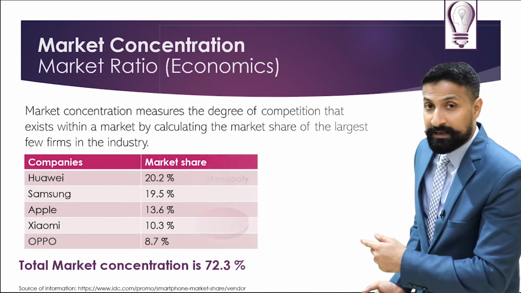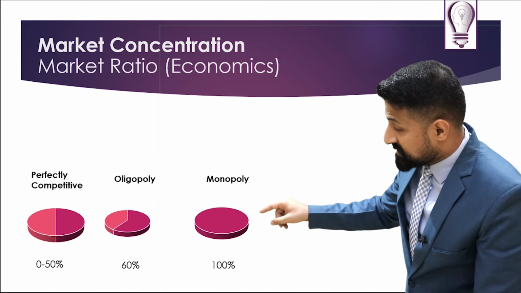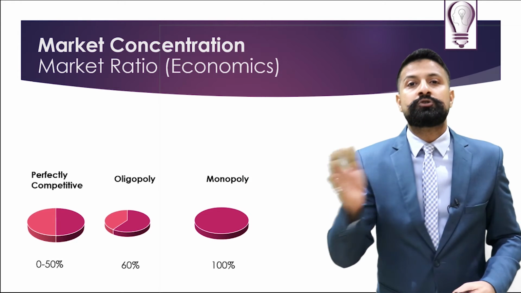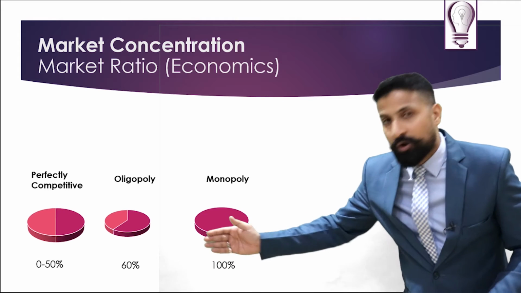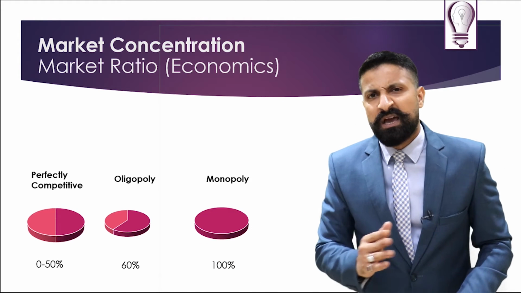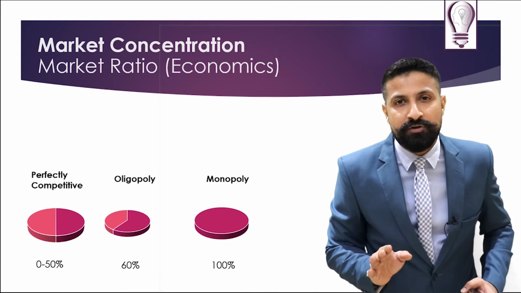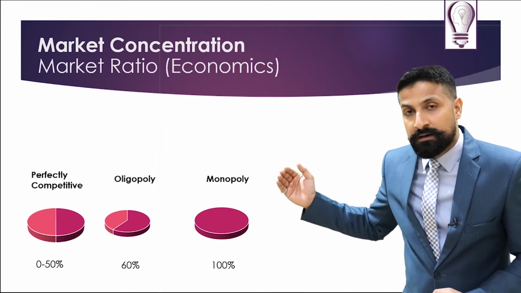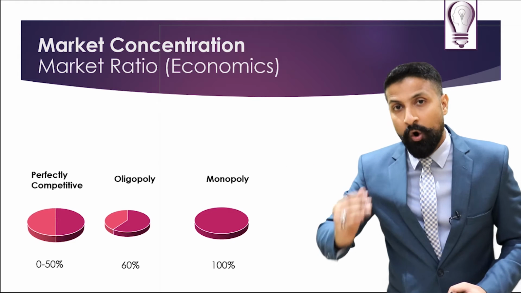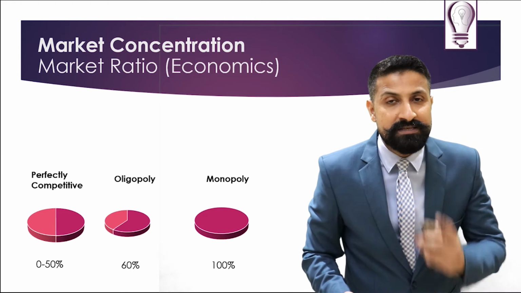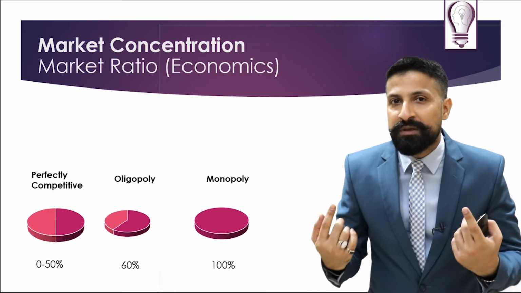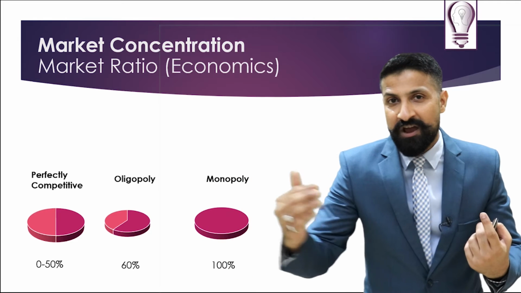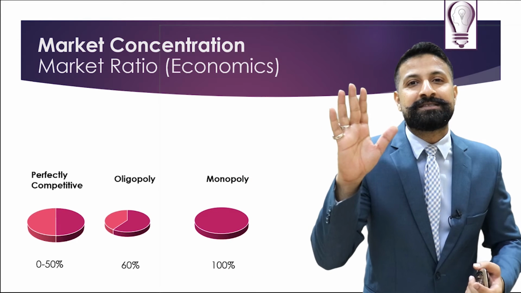Linked to it, what you see on your screen is, if market concentration is from 0% to 50%, that is called a perfectly competitive market. What is a perfectly competitive market? I will explain later, not now, because this is not this video. If the market concentration is more than 60%, this is called oligopoly. Oligopoly means only a few firms own more than 60% market share. They are the trend setters, price setters, and so on.